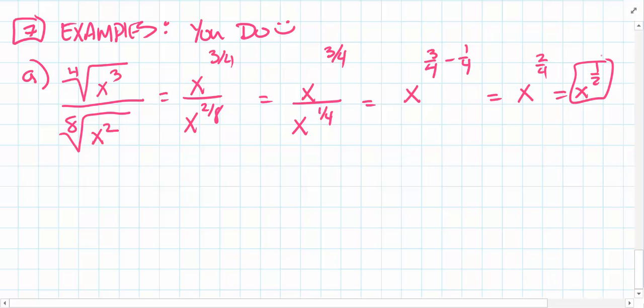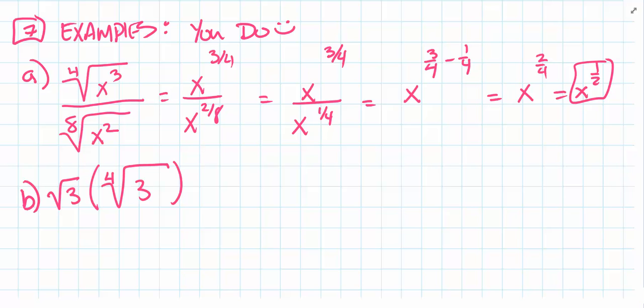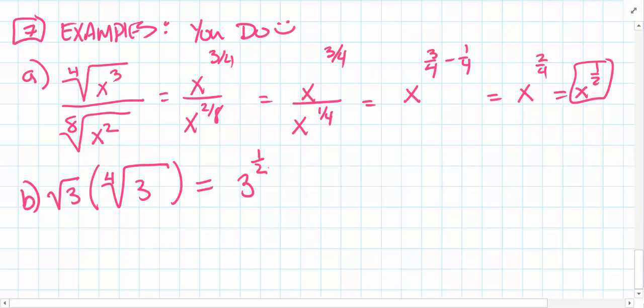Okay, same directions. Write with a rational exponent. Do part B here. Mia, tell us what you did. First, I changed radical 3 to 3 to the 2/4. Yeah, okay. And then I changed the fourth root of 3 to 3 to the 1/4. Good. Okay. And then you just multiply. Yeah, so if you multiply, you have to add their exponents. What would that be? 3 to the 3/4.